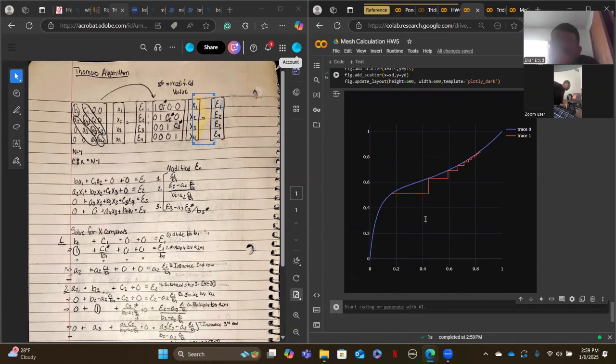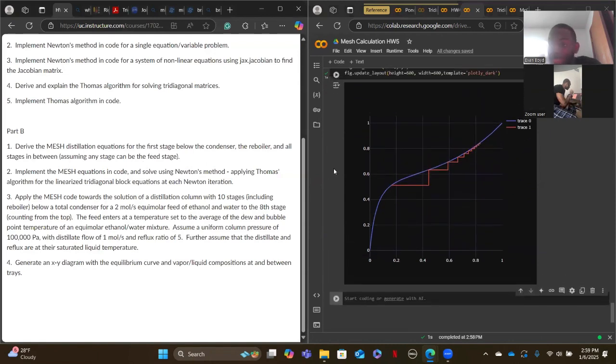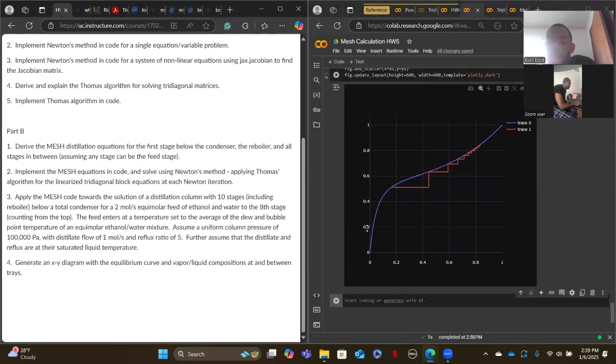Okay. Well, yeah, here's our plot. Yes, we finally got our plot. We represent all the 10 stages we have. And yeah, this is our McCabe-Thiele plot. We finally got the homework done. Yes. But yeah, here's our McCabe-Thiele plot.